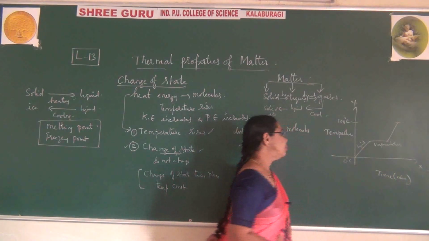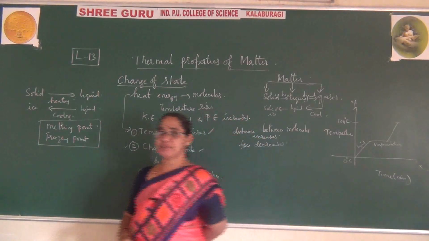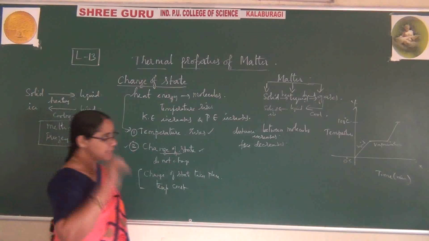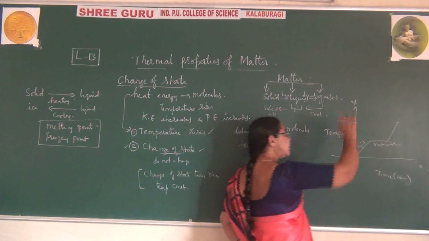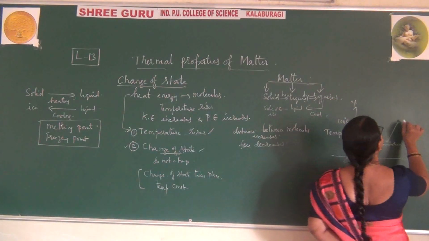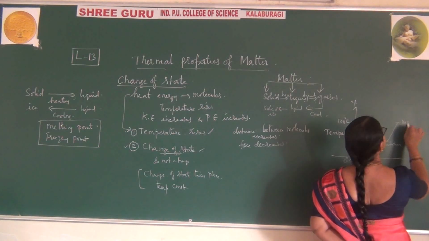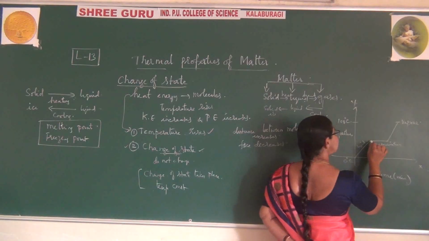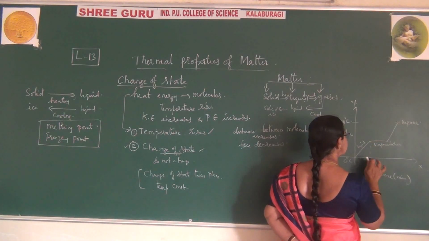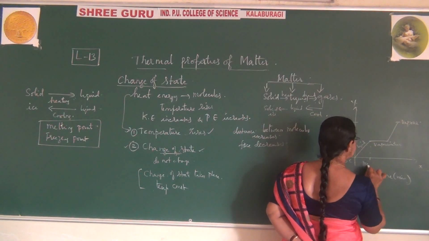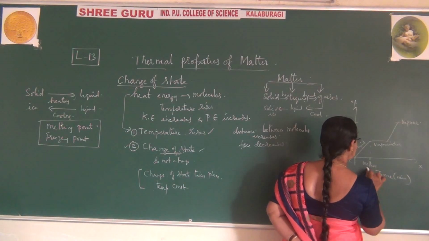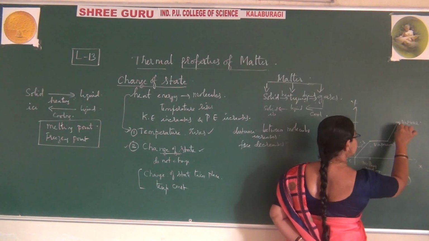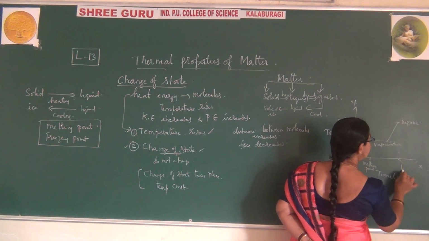Liquid. So from 0 to that one position, if it is heating, it is liquid. Again vaporization takes place. Once it is increased up to 100 degrees centigrade, it has become vapor. You can observe this is the melting point. When it reaches here, this point is called the boiling point.